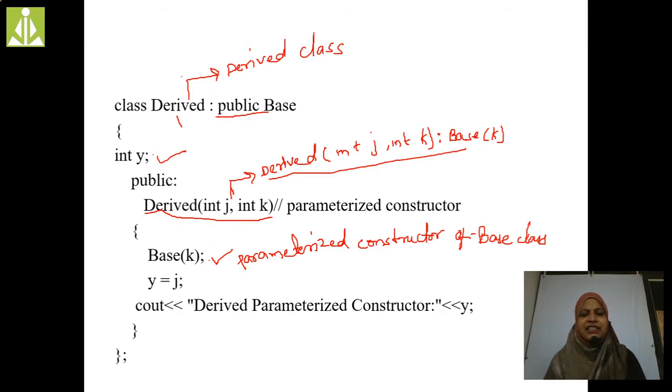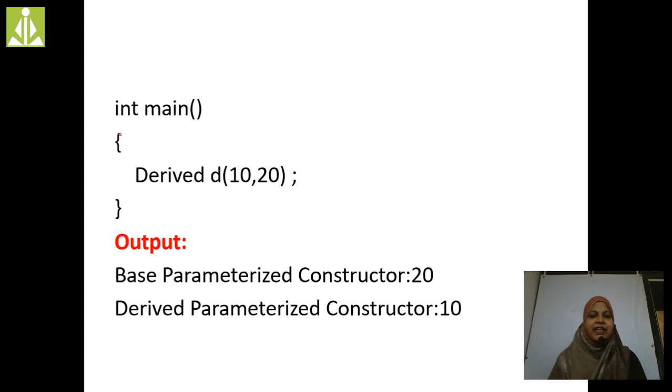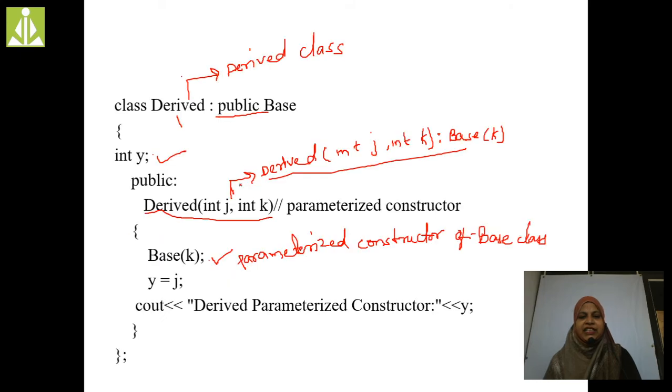Here, the derived parameterized constructor, right? Now in int main, derived d(10, 20): I am creating the object of the derived class. d is the object for the derived class. Here I am passing two parameters, 10 comma 20. Whenever I pass this 10 comma 20, control is going to transfer here, derived(10, 20), right?